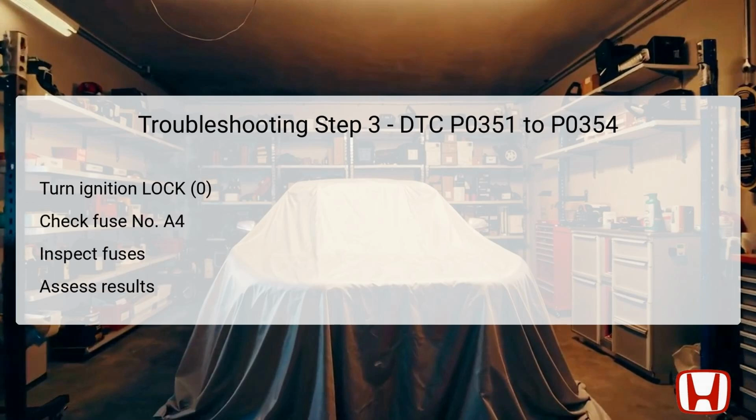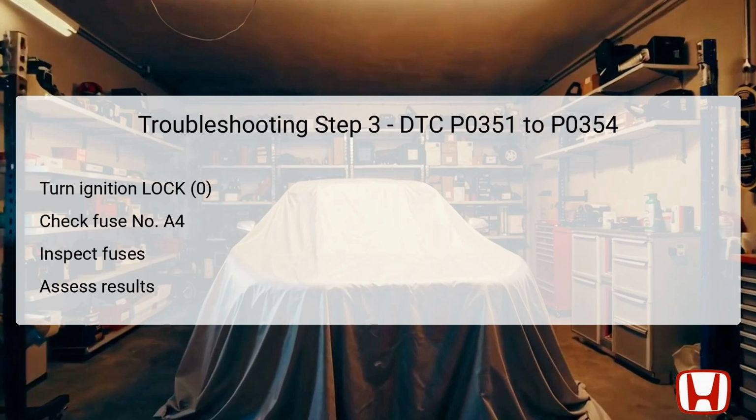The third step focuses on checking specific wiring and circuitry, starting with the fuse associated with the ignition coil circuit. Once again, turn the ignition switch to the lock 0 position for safety. Next, inspect fuse number A4, which is a 15-amp fuse located in the underhood fuse relay box. This specific fuse is crucial as it serves the circuit powering the ignition coils. After checking the fuse, assess its condition. If the fuse is intact, you can proceed to the next troubleshooting step.